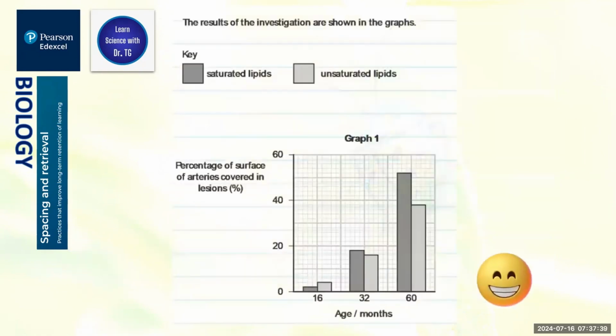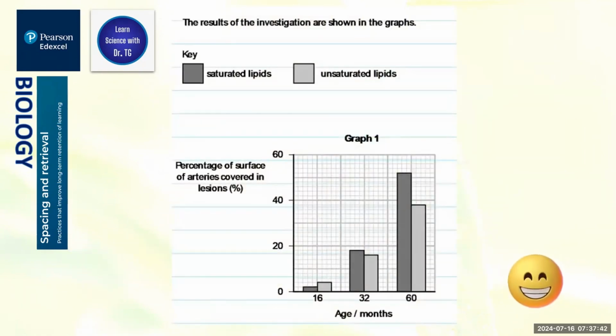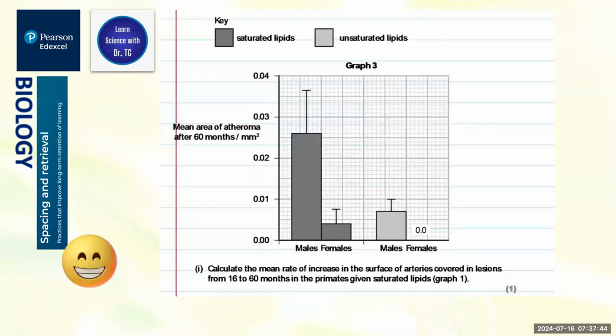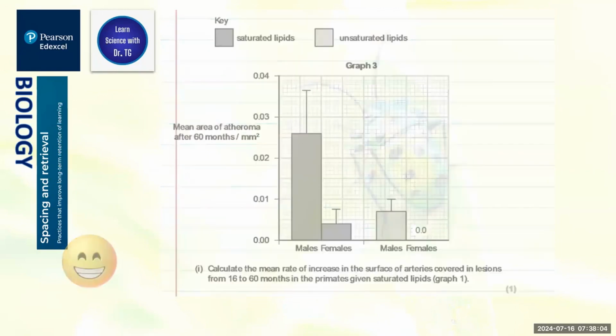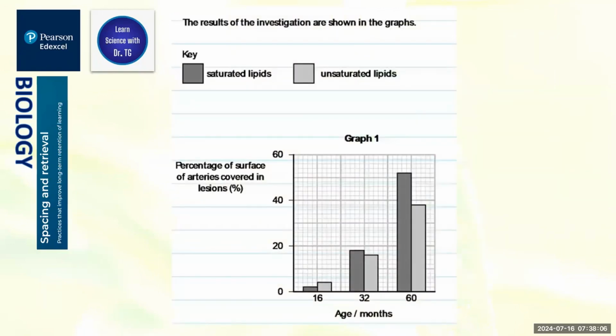Third result, that's graph 1. So let's come to the question then. Calculate the mean rate of increase in the surface of arteries covered in lesions from 16 to 60 months in the primates given saturated lipid, graph 1. Remember graph 1. So we have to calculate, using this graph, from 16 to 60 months the rate of percentage of surface of arteries covered in the lesions.